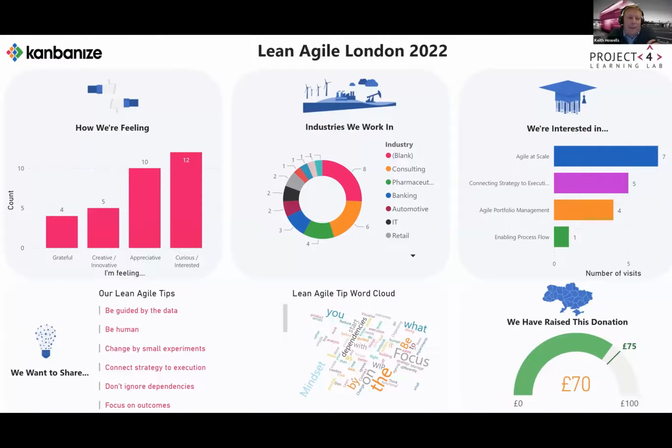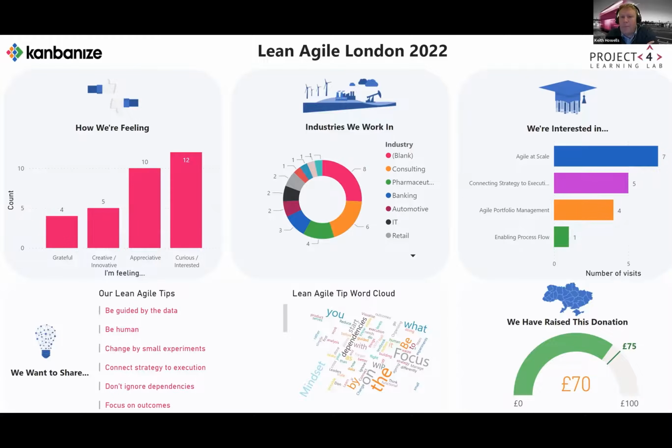So you can see on the bottom a bunch of tips around what they wanted to share with others turned into a word cloud. And at that point in time, we had a little dial that showed the amount of donation based on the number of engagements that we had at that point in time against the target condition. So you can see that we can produce some relatively beautiful visuals relatively quickly that are being driven from the data that's being put into Kanbanize.